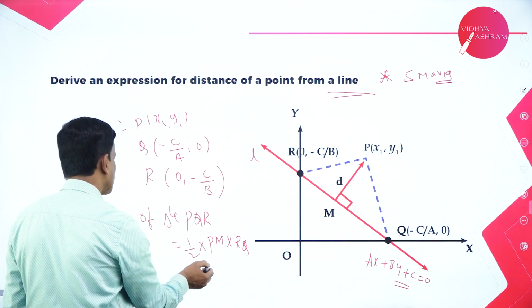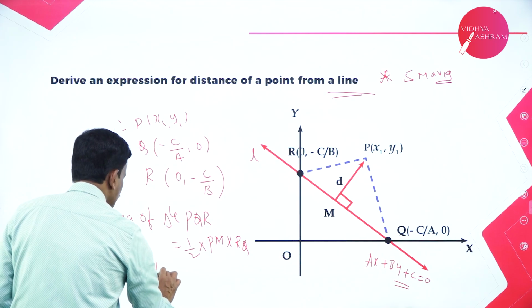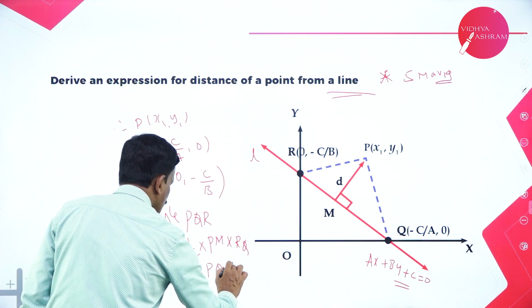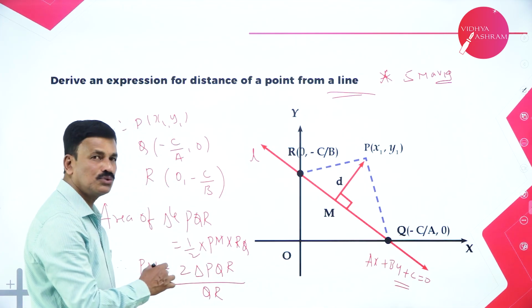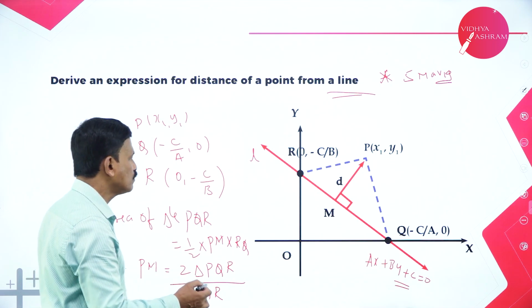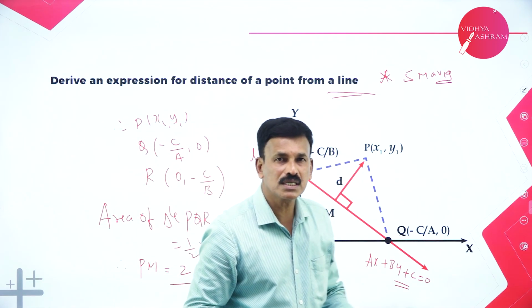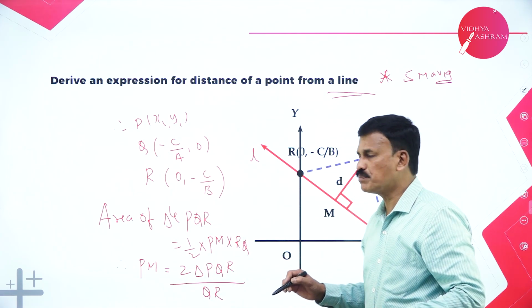Just cross multiply it. If you cross multiply, PM can be written as 2 times area of triangle PQR divided by QR. So, 2 times area of triangle PQR divided by QR will give the length of the perpendicular from P(x1, y1) to the line L. That's it. Okay. See, very simple.